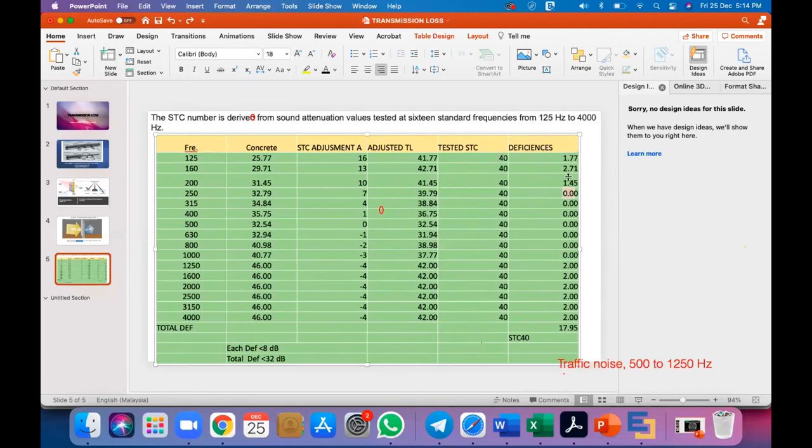Okay, so everything here is fine, less than 8. And then you total them up. You get 17.95. The total here must be less than 32 dB. Therefore, this material has an STC value of 40. Okay, so that is the method to get the STC of our material using the result from the transmission loss.